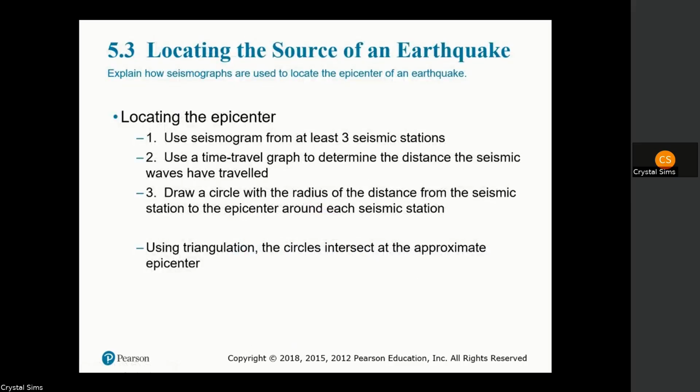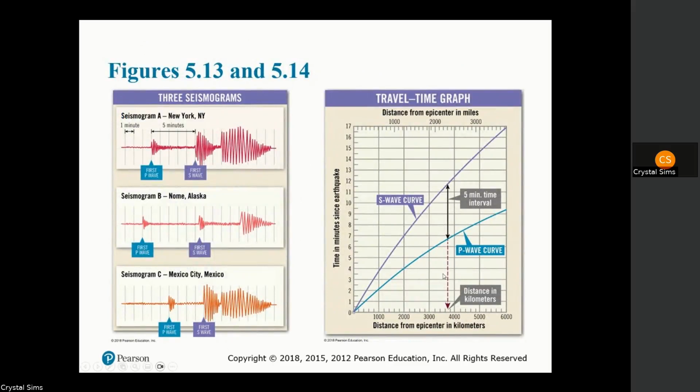So how do we locate where an earthquake has occurred? How do we locate the epicenter? We can use seismograms from at least 3 different seismic stations, and we use what's called a time travel graph to determine the distance that these waves have traveled. And then we use a compass to draw a circle with the radius from each of the seismic stations, and where the circles intersect is going to be our epicenter.